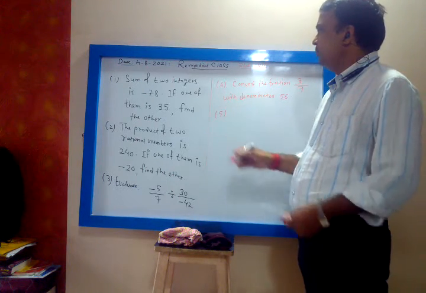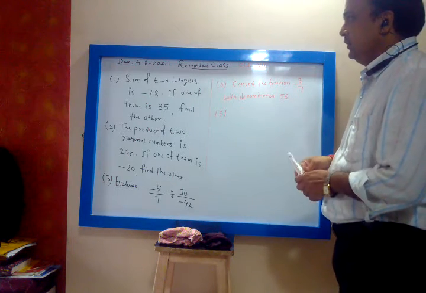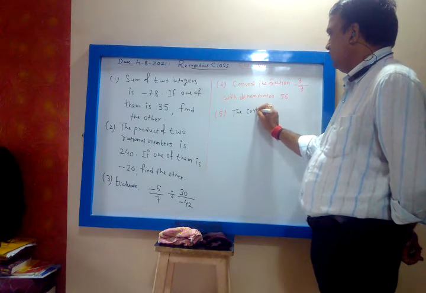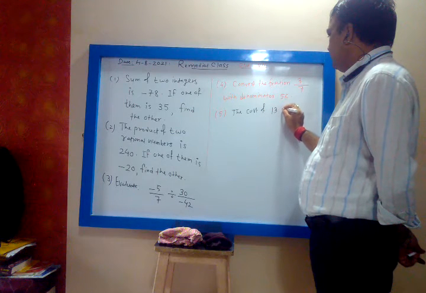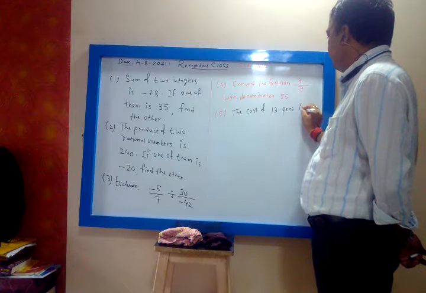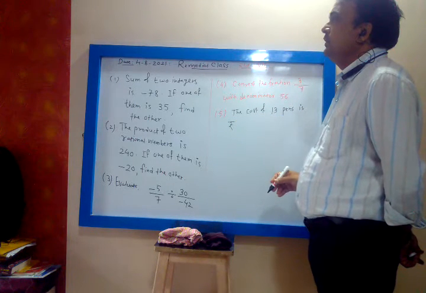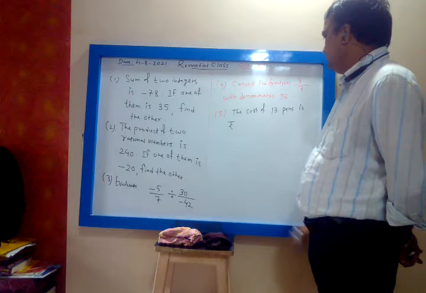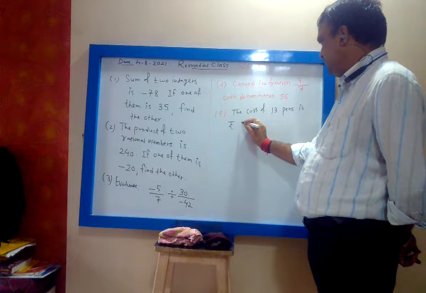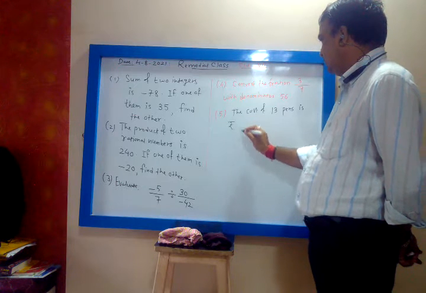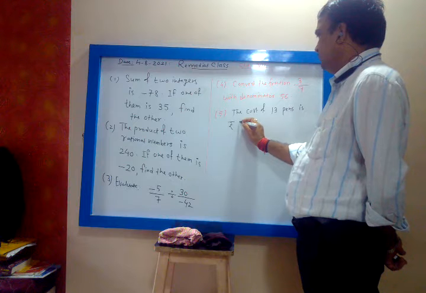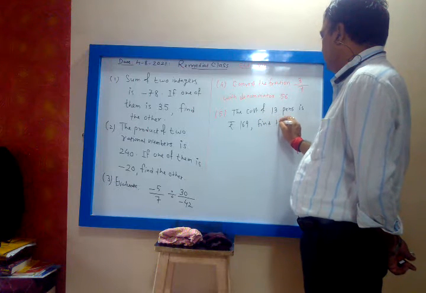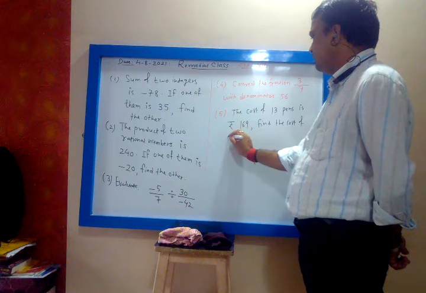Then fifth one. The cost of 13 pens is rupees 169. Find the cost of 1 pen.